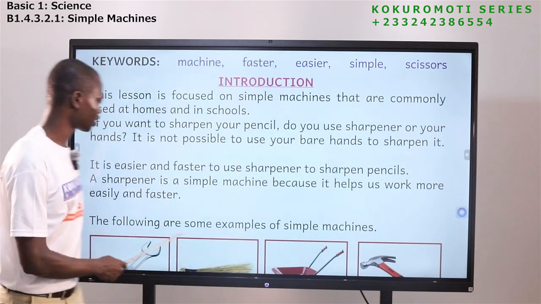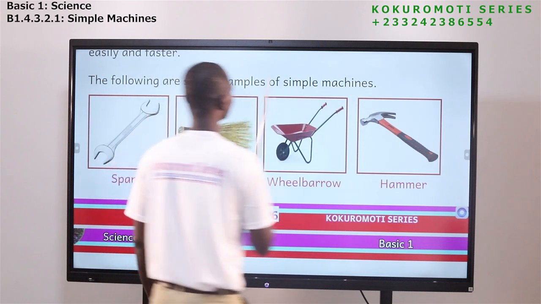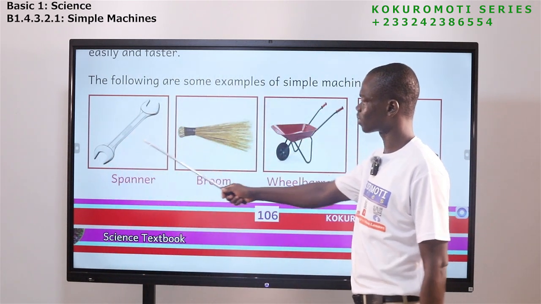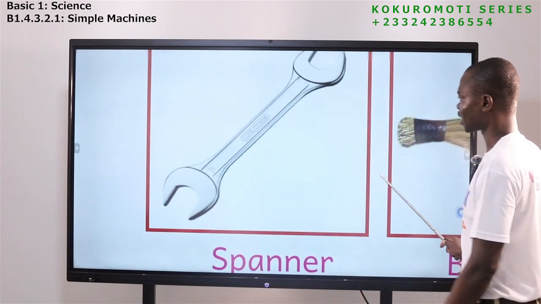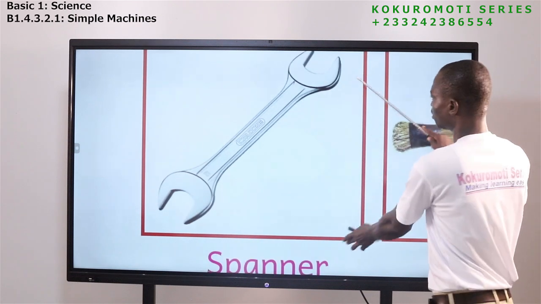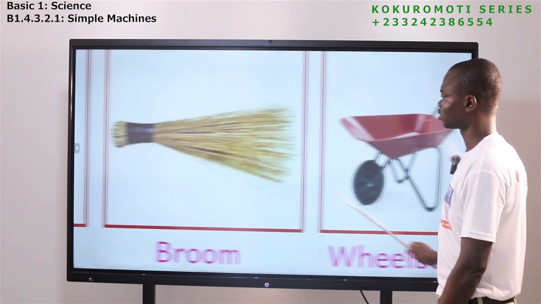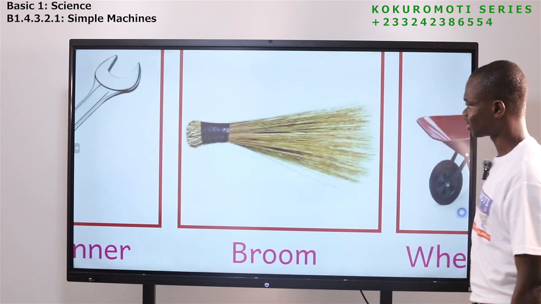Now let's look at it. The following are some examples of simple machines. So this is a spanner. Let me enlarge it for you. This is how a spanner looks like. Now we have this broom. A spanner is a simple machine. A broom too is a simple machine.